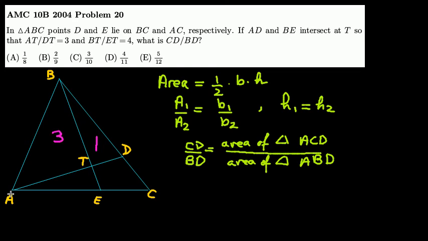And now let's look at triangles ABT and ATE. It's given here that the ratio BT over ET equals 4. So we know that the area of triangle ATE is going to be 1/4 of the area of triangle ABT. So this is going to be 3/4.